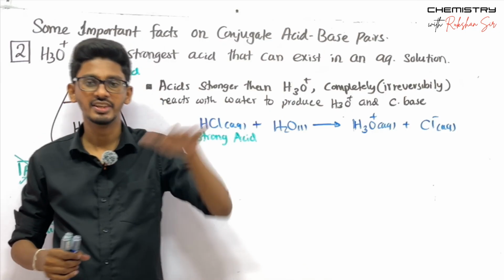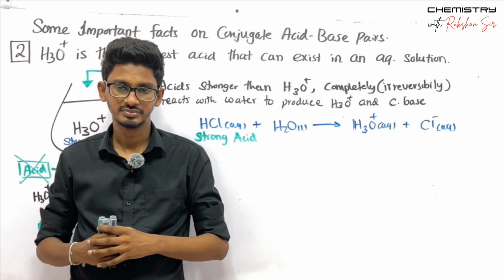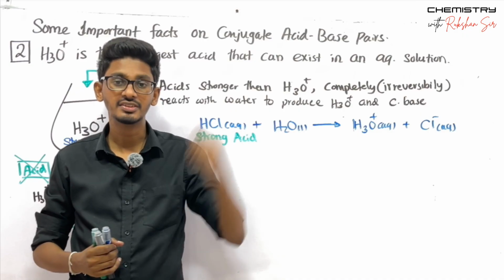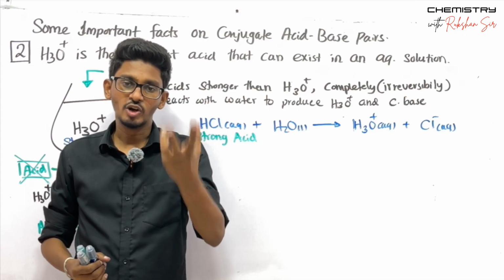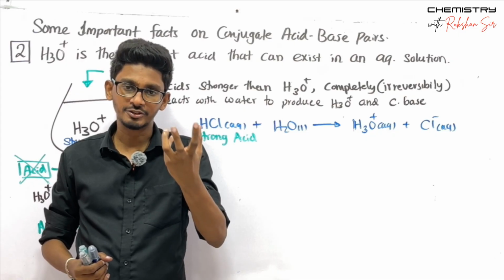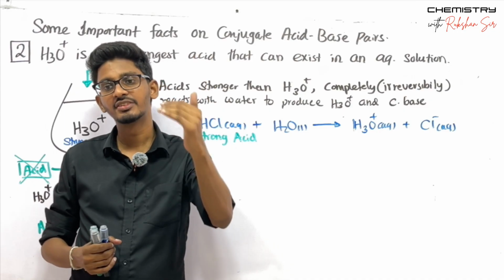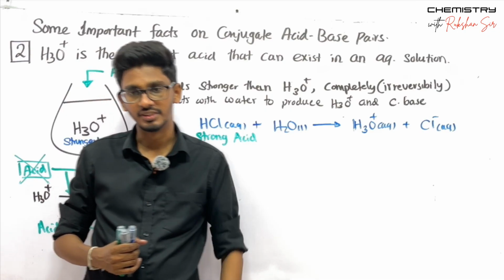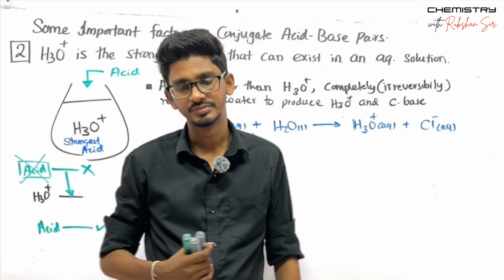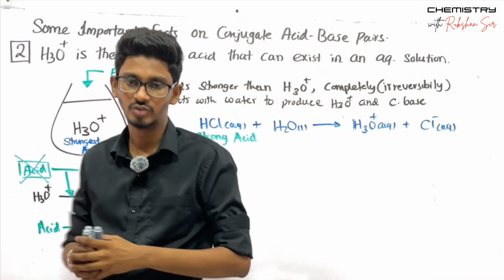What is the criteria to decide the strong or weak nature? Yes, this is the criteria. If your acid is stronger than H3O+, it is referred to as a strong acid. If your acid is weaker than H3O+, it is referred to as a weak acid. That is the criteria for categorizing acids as strong and weak.